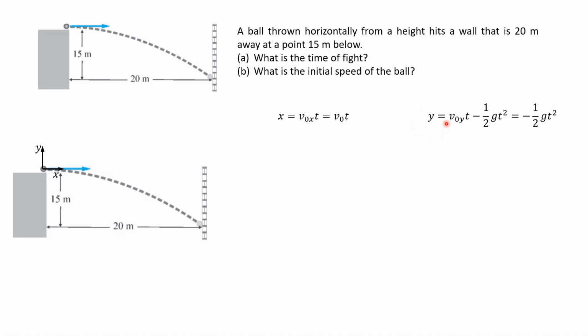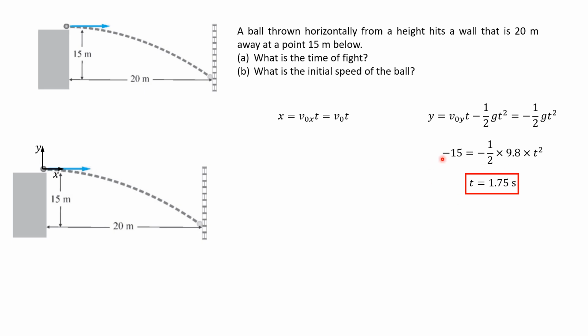Well, we know what the y position is, right? It's minus 15 meters, so we can easily calculate the time by just placing the values in here. So minus 15 meters equals negative half times g, which is 9.8 meters per second squared, times t squared. And that works out to be 1.75 seconds. So this is the answer for part A.